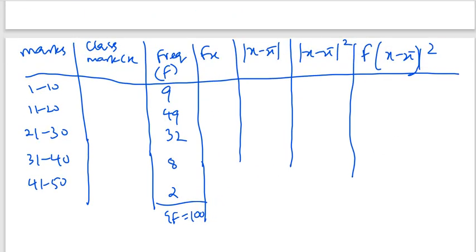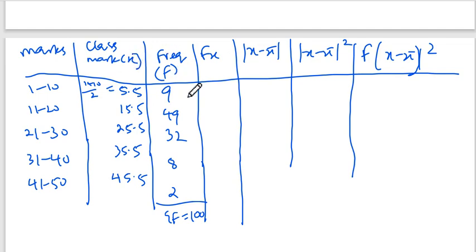Okay, let's get our class mark. The class mark is, you add these two intervals, 1 plus 10 divided by 2, that's 11 divided by 2, that's 5.5. This is 15.5, 25.5, 35.5, then 45.5. Now for our fx, 9 times 5.5, that's fx, frequency times our class mark.